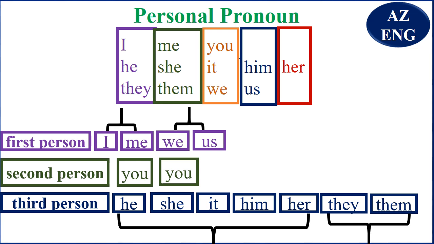I, me, you, he, she, it, him, her, they, them, we, us. First person: I, me, we, us. Second person: you and you. Third person: he, she, it, him, her, they, them. Different ways. So it helps the students remember easily or quickly. Good.